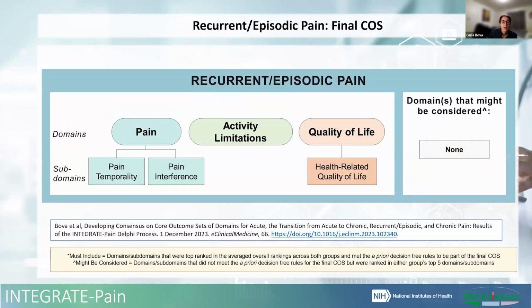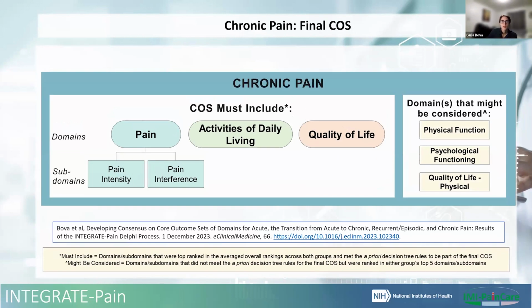Recurrent episodic pain had pain temporality and pain interference, as well as pain activity limitations, health-related quality of life, which then includes quality of life. And in this group, they didn't have any additional domains to consider. And then lastly, for chronic pain, this group voted on pain, which includes pain intensity, pain interference, activities of daily living, quality of life. And these were the domains that could be considered: physical function, psychological function, and quality of life.